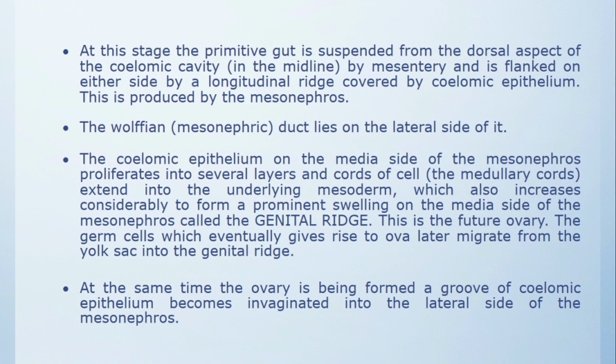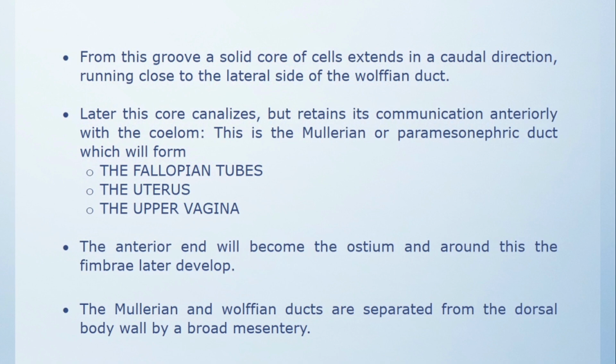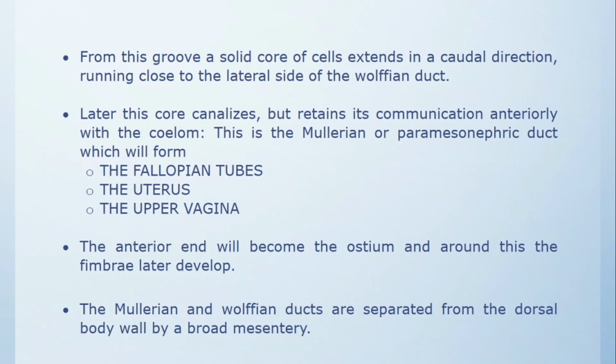At the same time the ovary is being formed, a groove of coelomic epithelium becomes invaginated to the lateral side of the mesonephros. From this groove, a solid core of cells extends in a caudal direction inferiorly, running close to the lateral side of the Wolffian duct. Later, this core canalizes but retains its communication anteriorly with the coelom. This is the Mullerian or paramesonephric duct, which will form the fallopian tubes, the uterus, and the upper vagina.